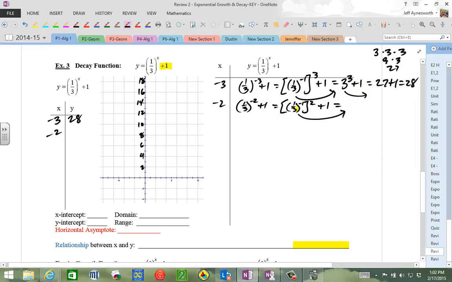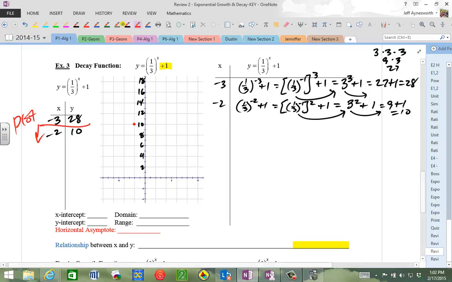So the reciprocal of 1/3 is 3, and then you have to square it, take it to the power, and then add 1. 3 squared is equal to 9, then add 1, you get a total of 10. So negative 2 comma 10 is on the graph. That we can plot. So you just go left 2, up 10, you're right here. So I'll plot from here on down.